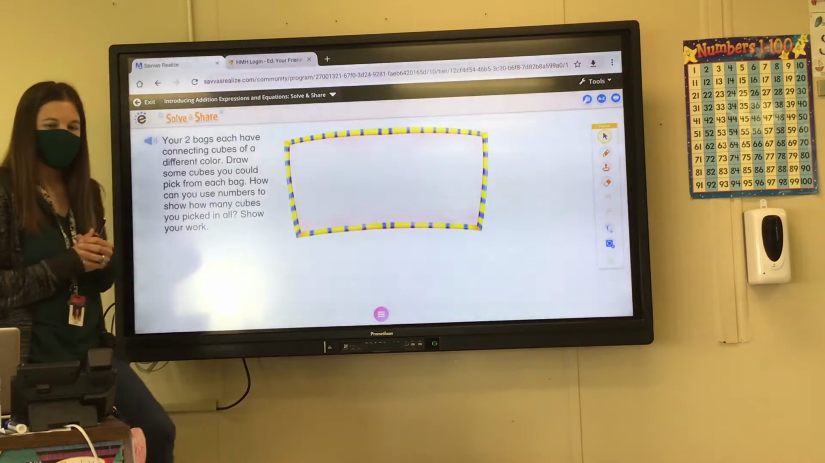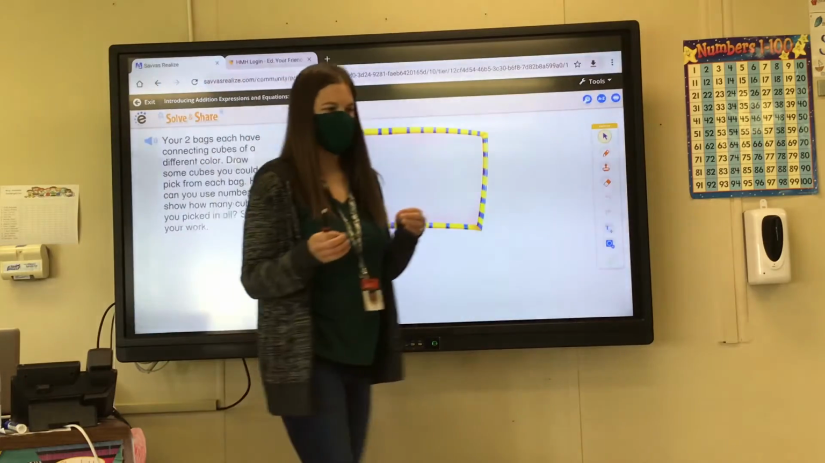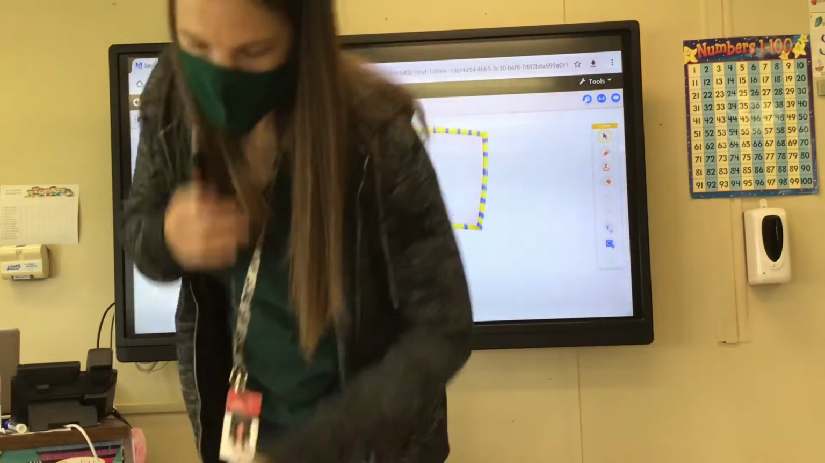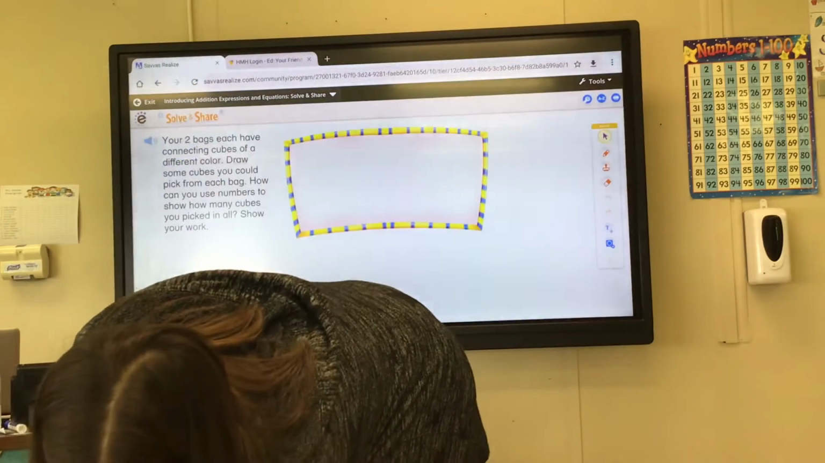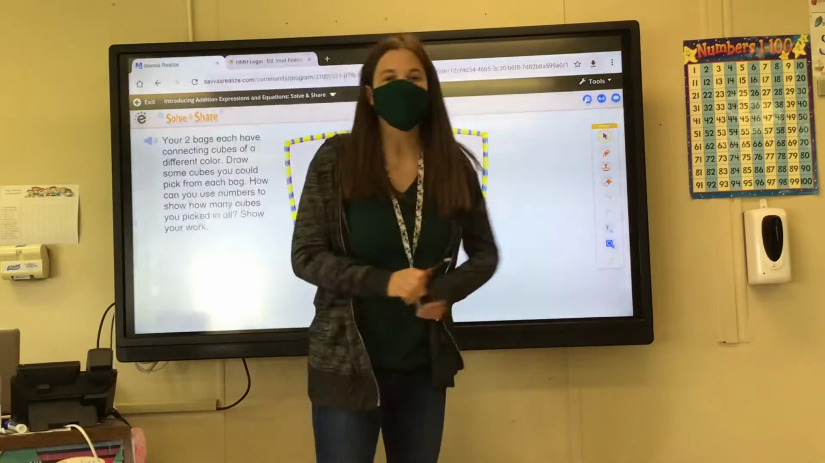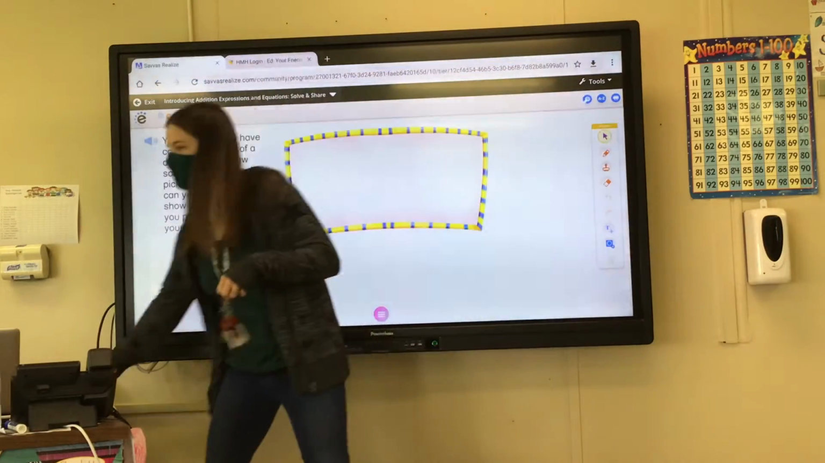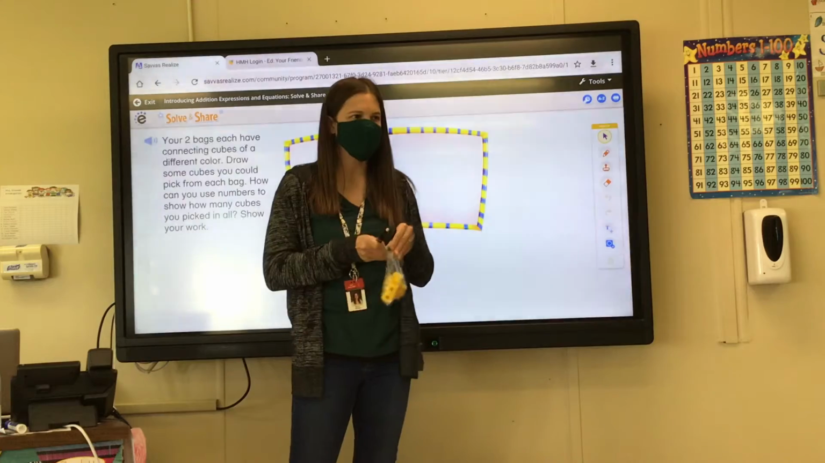If you had a bag of cubes, I would have you take out your cubes, but are they just one color or are they 2 colors? Oh, they're all different colors. Okay, so let's do this one together because they're all different colors. Say I reach in a bag and I take out some cubes.